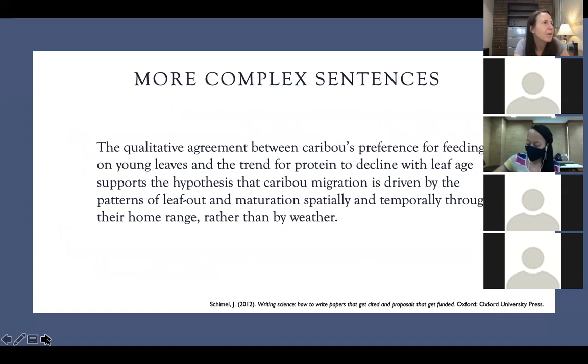So we looked at a few shorter sentences. This can work with more complex sentences too. So we have a long sentence here we'll work through. "The qualitative agreement between caribou's preference for feeding on young leaves and the trend for protein to decline with leaf age supports the hypothesis that caribou migration is driven by the patterns of leaf out and maturation spatially and temporally through their home range rather than by weather."